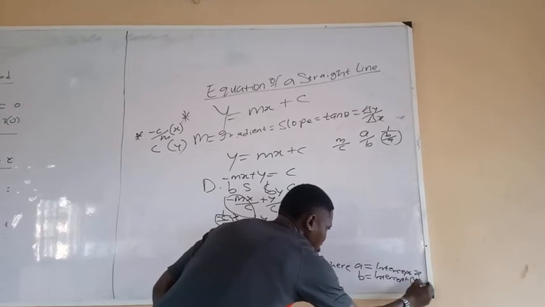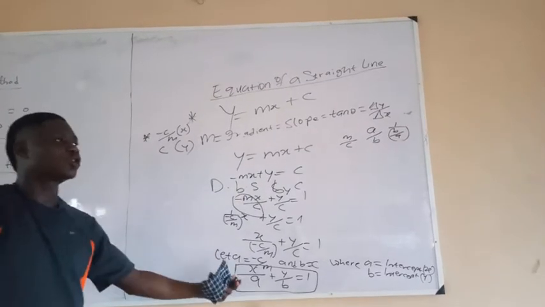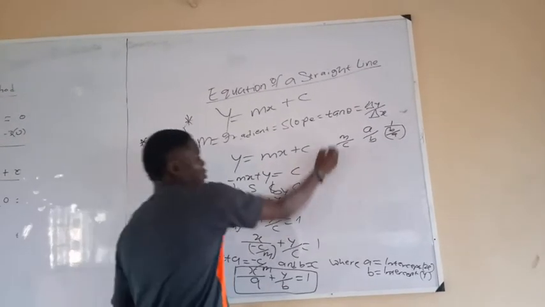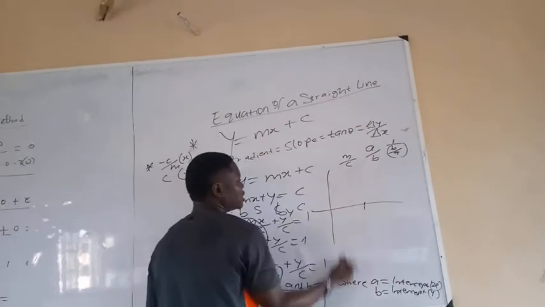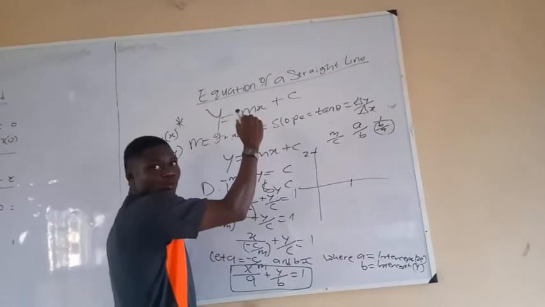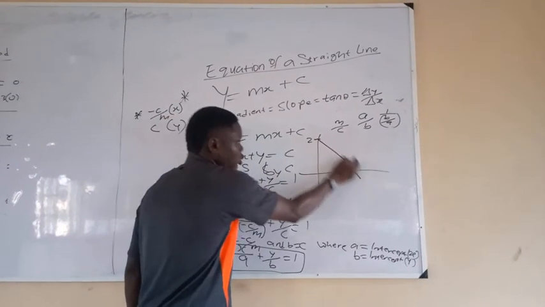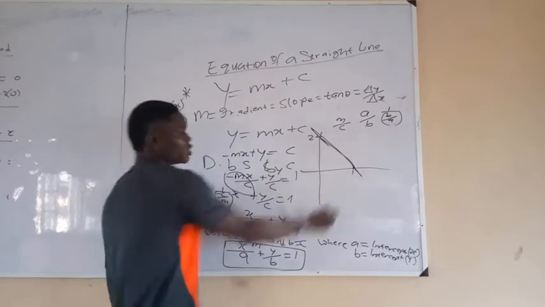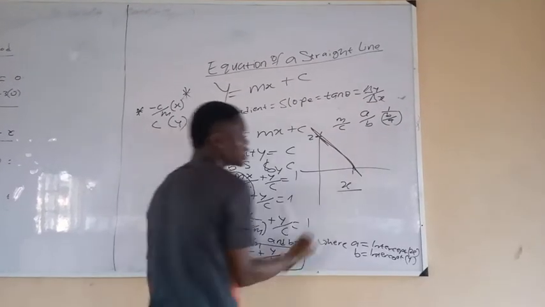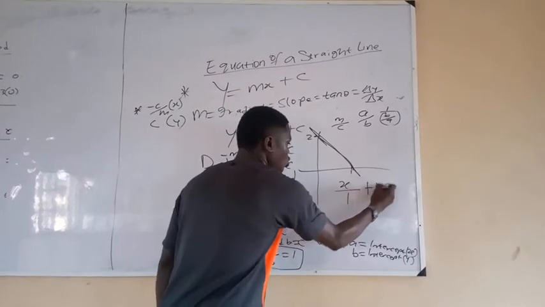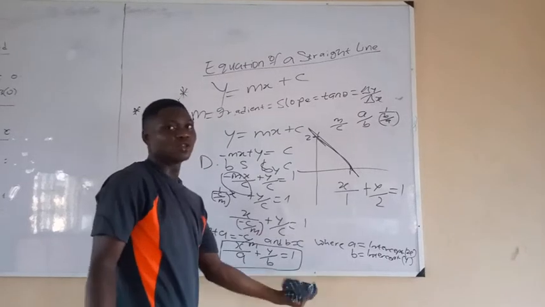For this form, they hardly ask questions, but look at the cases where they ask it. They will give you a graph, for example, and give you a point, let's say 1, and another point, let's say 2, and they draw a graph that touches these 2 points. By observation, we can simply write x over the intercept on the x-axis, which is just 1, plus y over the intercept on the y-axis, which is just 2, is equal to 1. And this is the equation of this line.